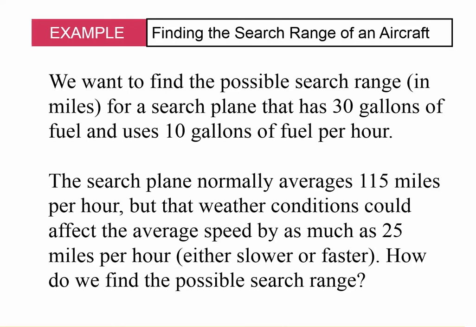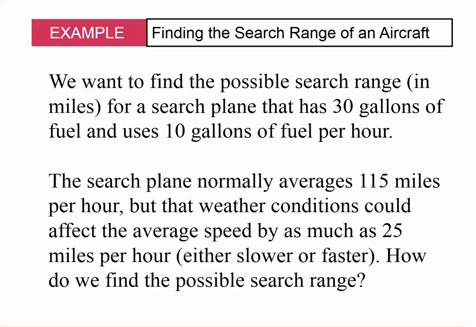The search plane normally averages 115 miles per hour, but weather conditions could affect the average speed by as much as 25 miles per hour. So depending on if you have a headwind or a tailwind, the airplane could actually be going slower or faster. So now we're trying to figure out what that possible search area is.